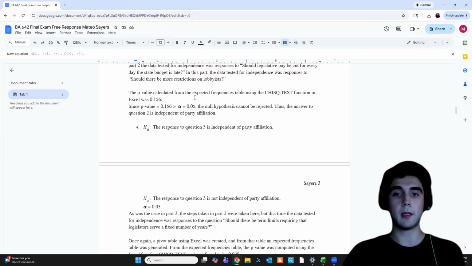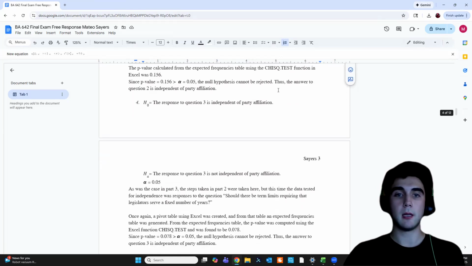Again, the p-value was calculated from the expected frequencies table using the chi-square test, and the p-value ended up being 0.156, which is greater than the alpha value of 0.05, which we got from our significance level of 95%. So this means the null hypothesis cannot be rejected this time around. So the answer to question two is independent of party affiliation.